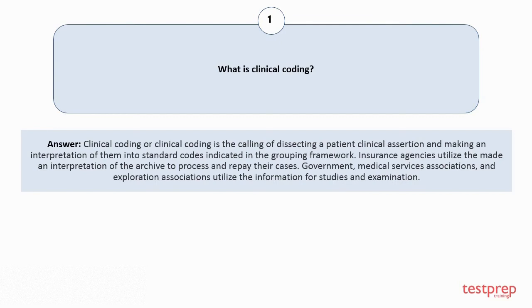Your answer is: clinical coding is the calling of dissecting a patient clinical assertion, and making an interpretation of them into standard codes indicated in the grouping framework. Insurance agencies utilize the made-in interpretation of the archive to process and repay their cases. Government, medical services associations, and exploration associations utilize the information for studies and examination.